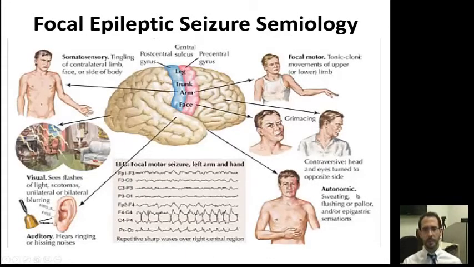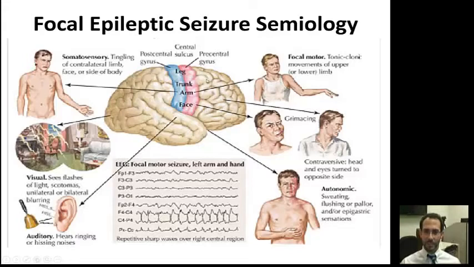A little bit more of this in regard to focal epileptic seizure semiology. Like I said, this guy here can have a focal motor seizure just because it's coming from the precentral gyrus. Remember, this is kind of pinky, but the prior slide was red.